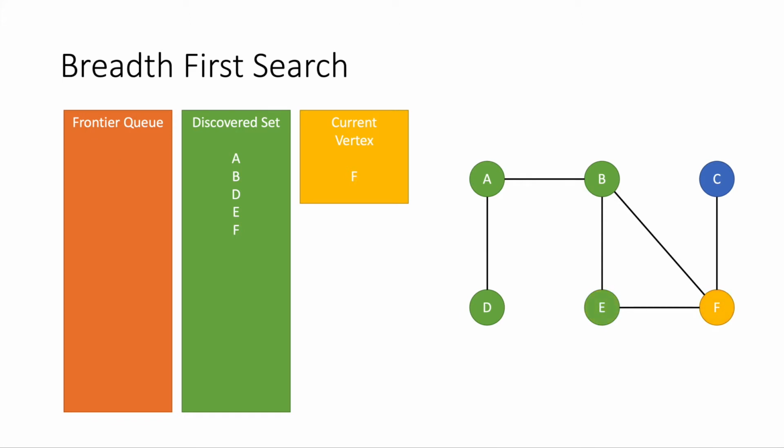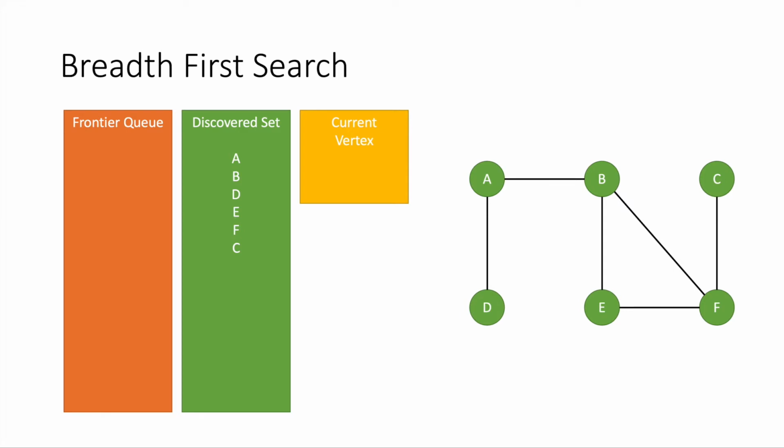F has a neighbor, C, that has not been discovered, so it is added to the frontier queue and the discovered set. We now continue with node C, which is at the front of the frontier queue. C has no undiscovered neighbors, so the loop terminates, and with no new element in the frontier queue to set as the current vertex, the search algorithm completes.